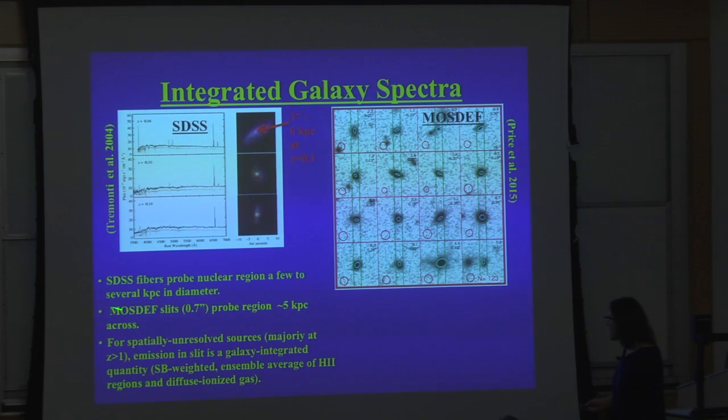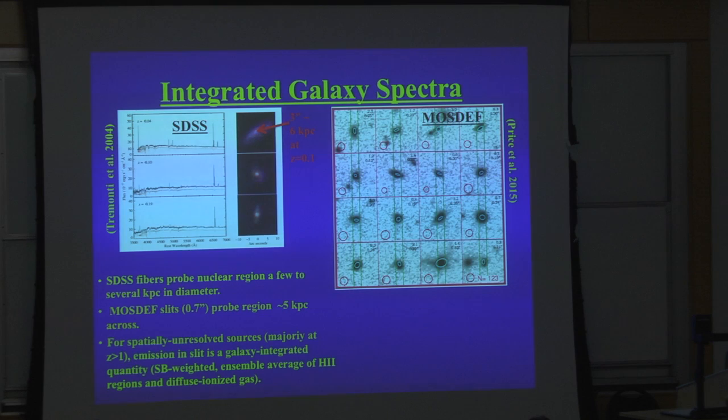Now in MOSDEF, our slits are 0.7 arc seconds, and this probes a region of around 5 kiloparsecs across. So here are some examples of MOSDEF galaxies that we've probed, and these are the slits, and you can see here the galaxies they fit into. But we're looking at regions about 5 kiloparsecs across. So it's very different from the 35 parsec resolution of these nearby surveys like the CHAOS project.